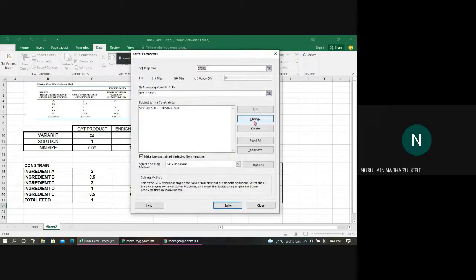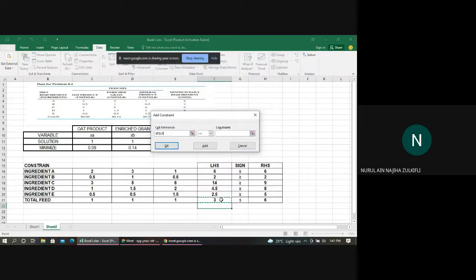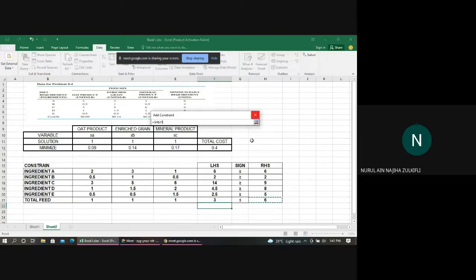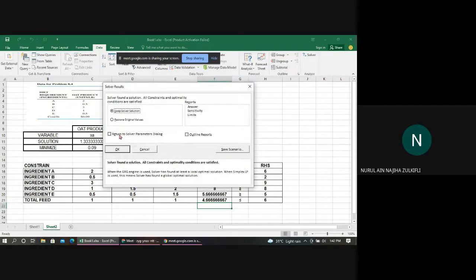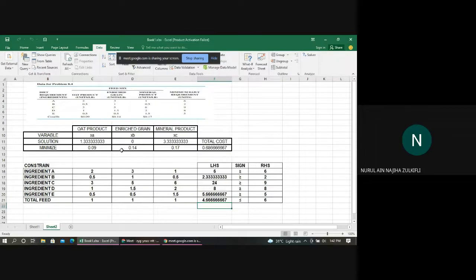Okay, and then for reference LHS, we take the 3, less than or equal, smaller than, constraint 6. Okay, and then we tick, because we don't want negative, make unconstrained variables non-negative, and then we solve, and then keep solver solution, and then we click OK.